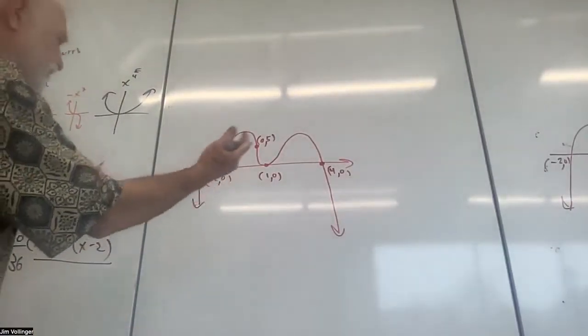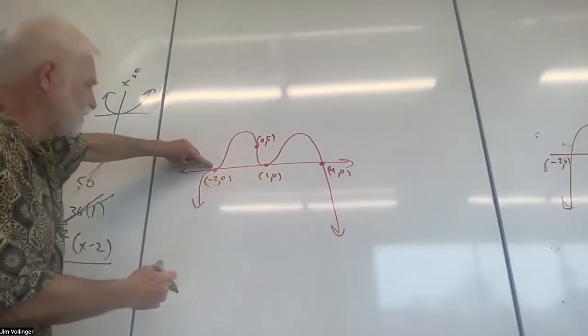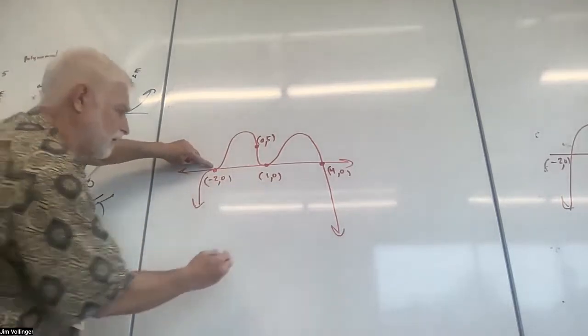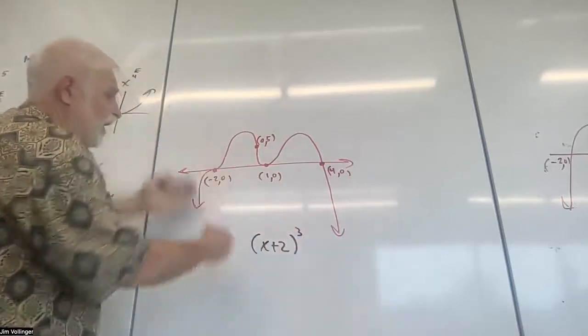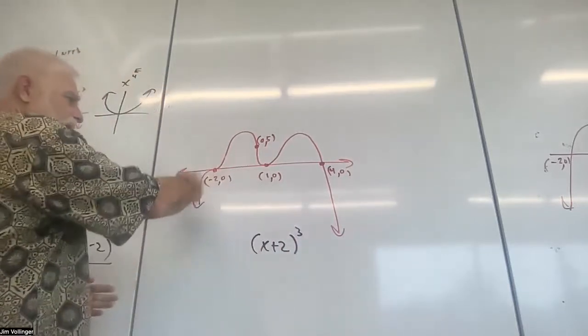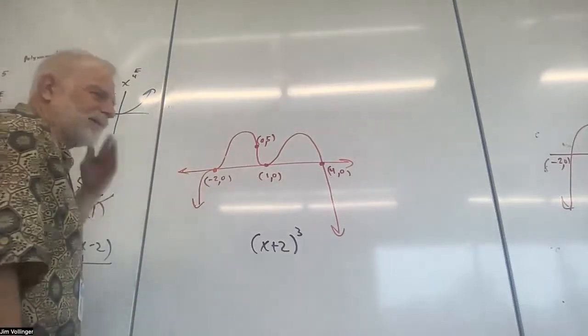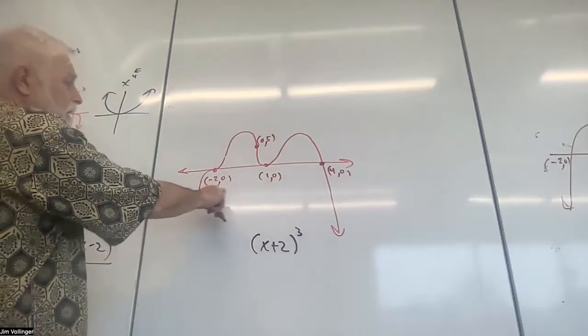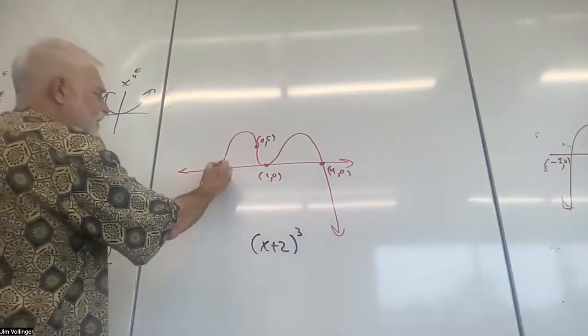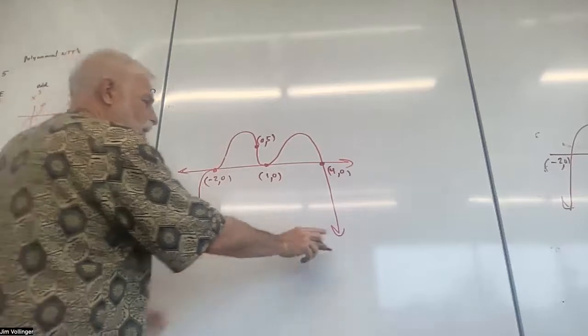So what do I see here? I see -2 gets me a 0. That looks like a cubic root. So I'm going to write X plus 2 to the 3rd because it changes sign, so it's got to be odd. And it's not a clean cut. I don't know how to describe that, but we will look in our class at why this has that behavior. But right now, we're just trying to get a right answer.